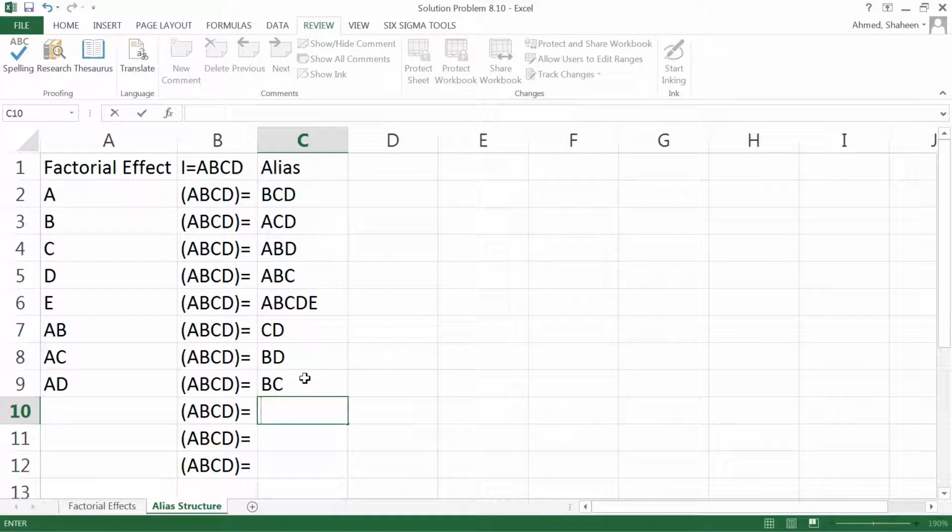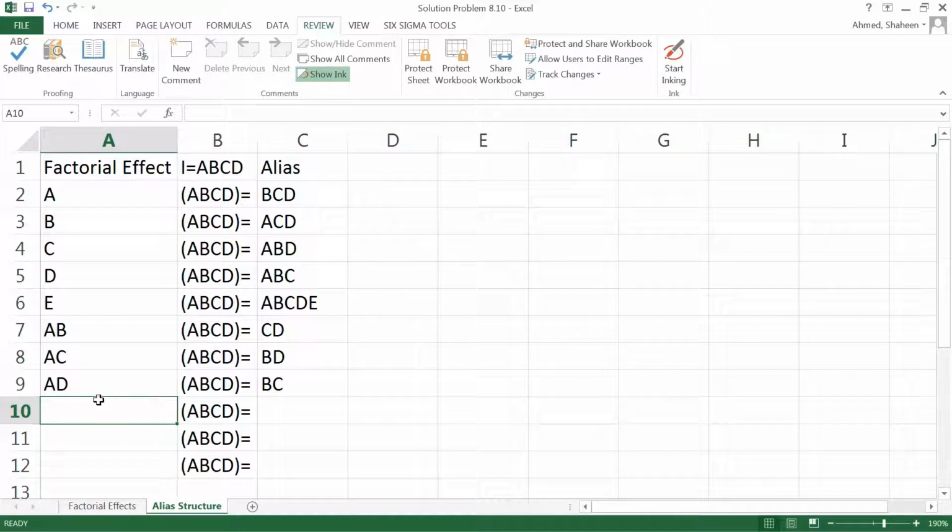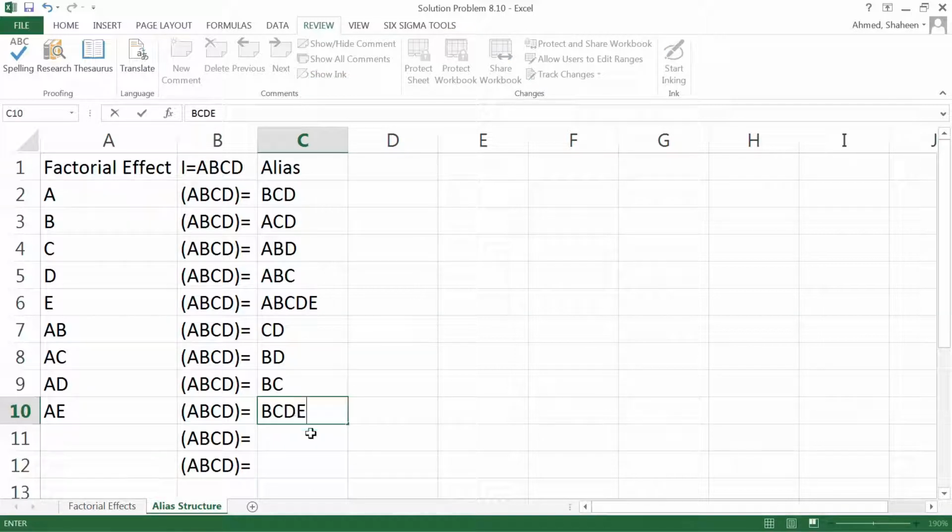BC, and then after AB, AC, AD, we have AE in our list. Look at the other video where we created all the factorial effects. We follow a particular order to create factorial effects. Following that, we have AB, AC, AD, and then AE. If we multiply AE with this, A squared is gone, so you will have B, C, D, E.